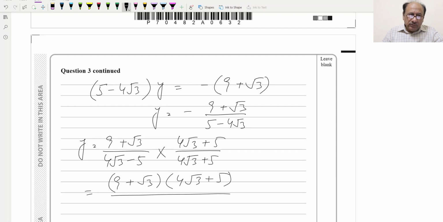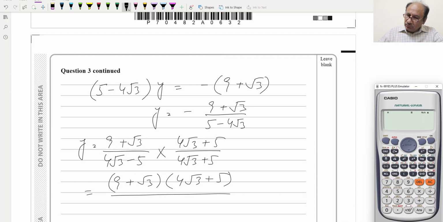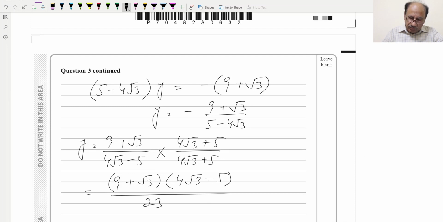divided by, we can basically use calculator for this, so it will be 4 root 3 minus 5 in brackets, and this will be 4 root 3 plus 5 in brackets, and this will be equal to 23. So we can write here 23.